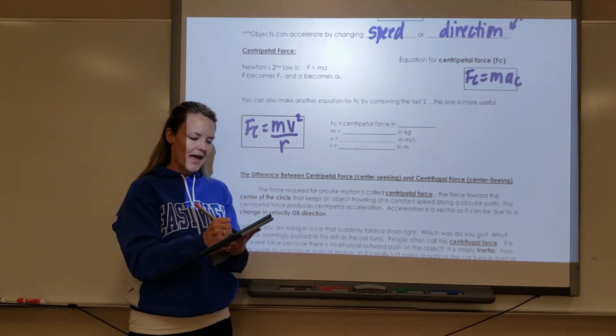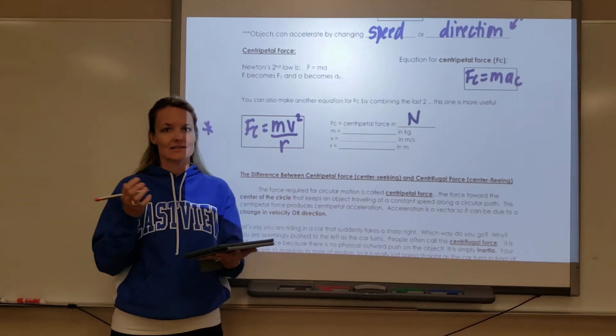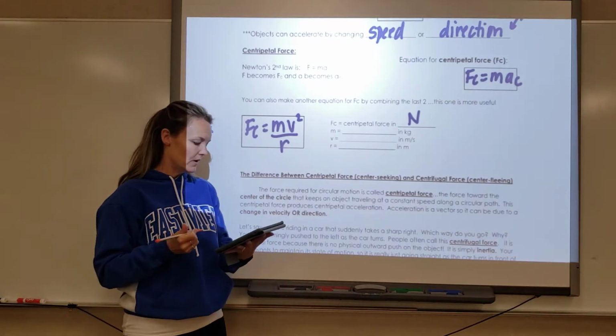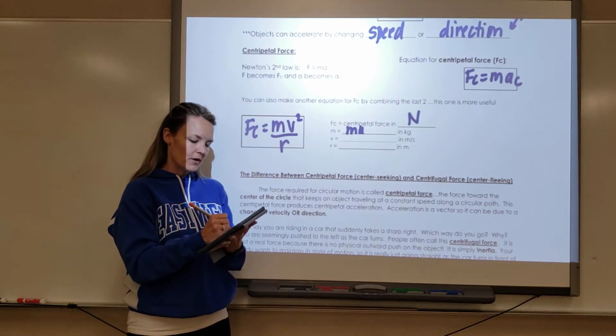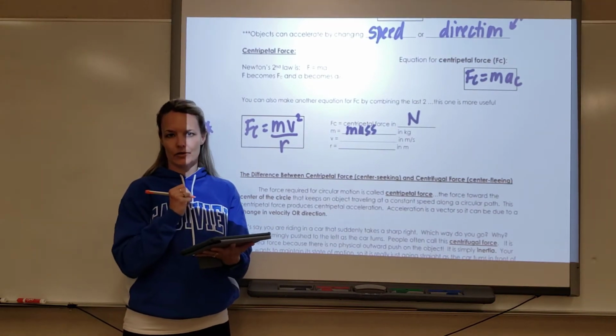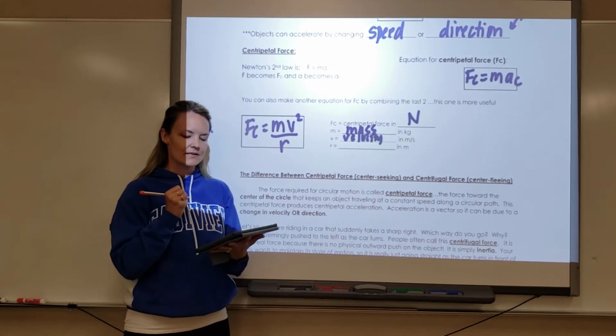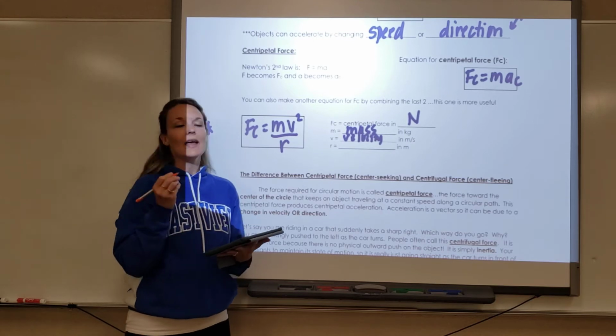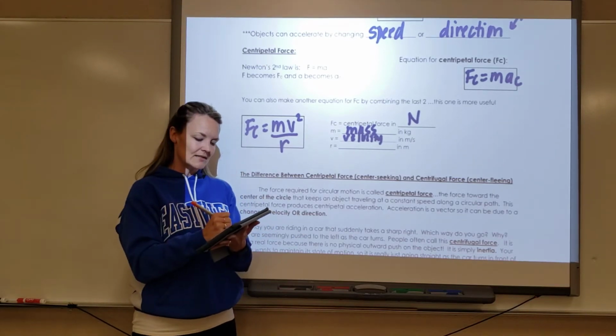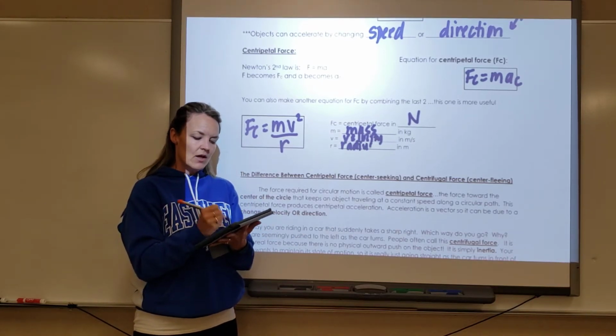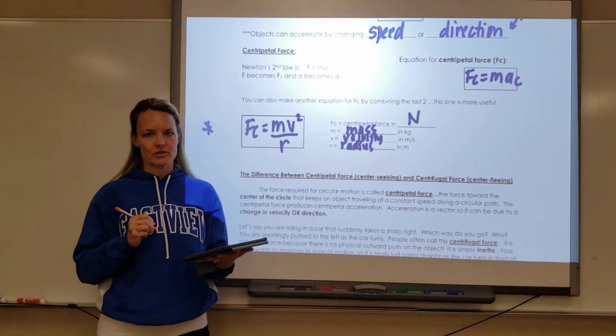Centripetal force has to be measured in newtons. It's still a force, so the unit is still a newton. m still stands for mass, and it has to be in kilograms. v is still velocity, and it still has to be in meters per second. And the r still represents the radius of the circle, which is a distance, so it's measured in meters.